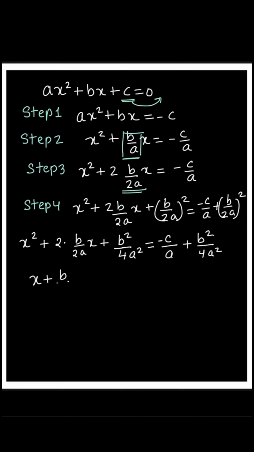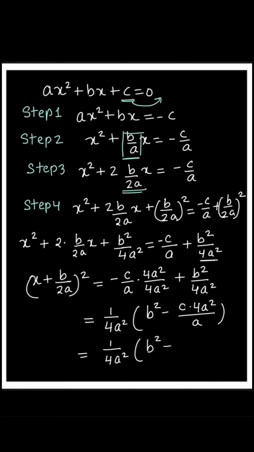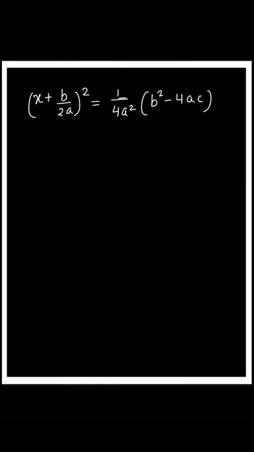Let's write the left side as the square of x plus b over 2a. After that, we're going to factor out 1 over 4a squared from the two terms on the right-hand side. See how the equation is already looking familiar. We're interested in solving for x, which means we want to isolate x on the left-hand side of this equation. And for that, we first need to get rid of the square on the left-hand side.